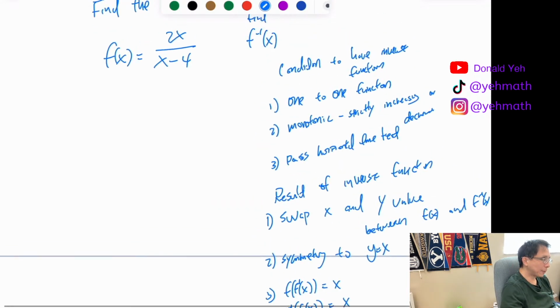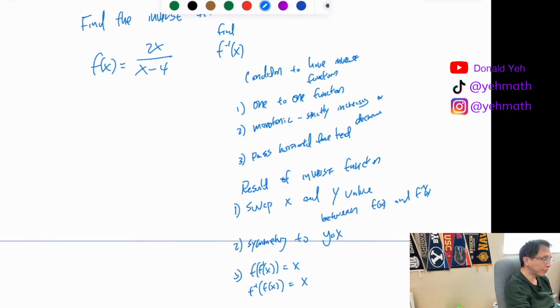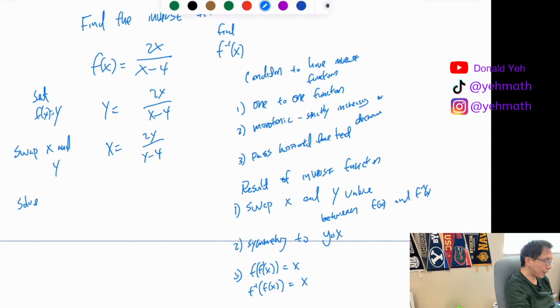Now let's talk about how you find the inverse. First, you set f of x equal to y. So y equals 2x over x minus 4. Is that okay? And then you swap x and y. So that means everywhere you have y, you solve for x. And then the third thing is solve for y. Now solving for y requires a little bit more steps.